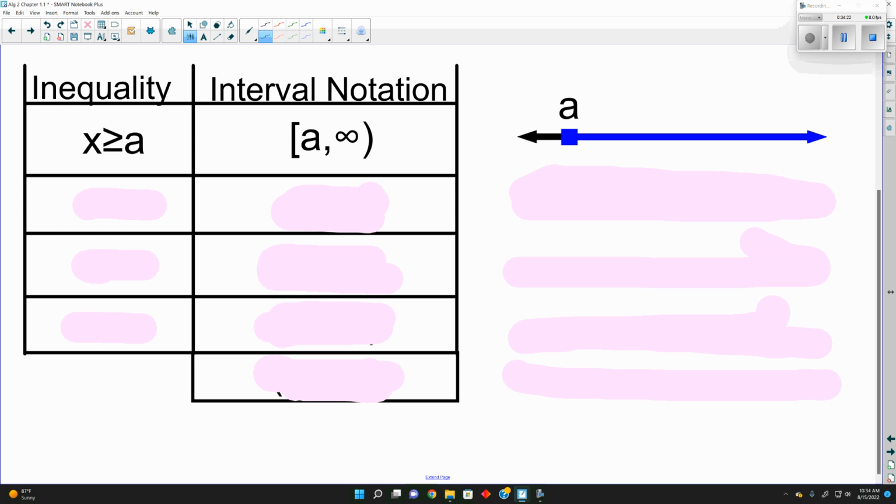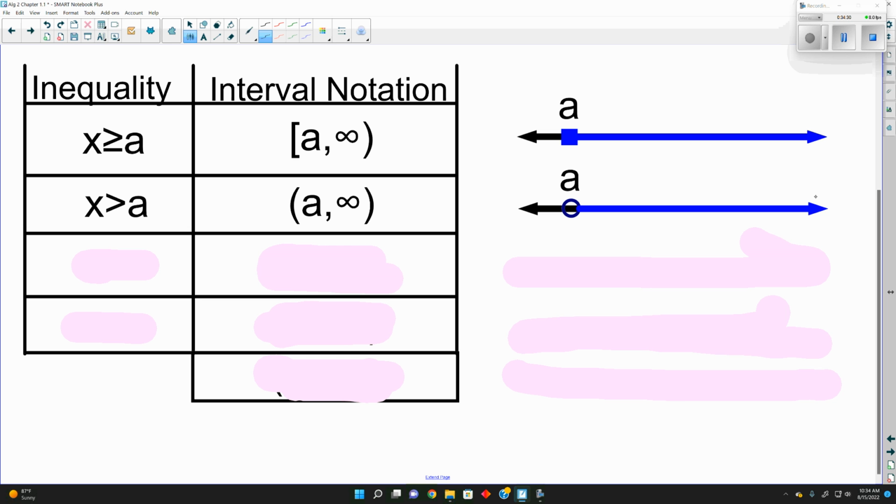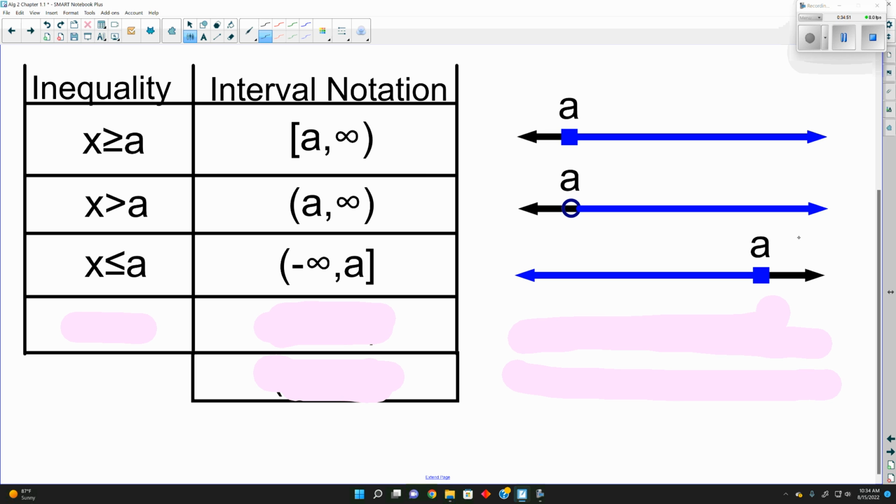Now the other case we can have is that X is greater than A. And since it's just greater than it, we have a parenthesis at A and a parenthesis at infinity. Because if it's just greater than A, it's not including A, but everything that is bigger than it. The next one we would have is that X is less than or equal to A. Since we're talking about all the numbers smaller than A would be included because it is equal to, and all the numbers to the left.